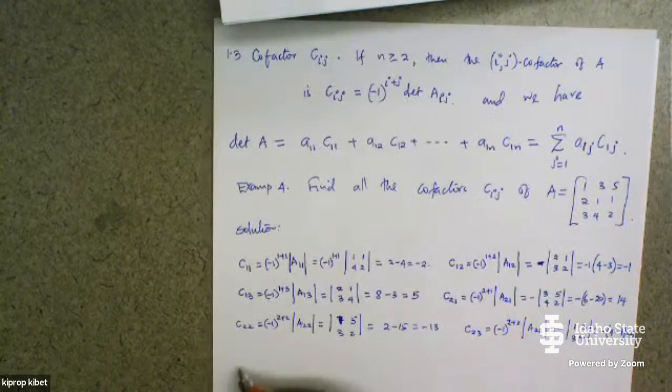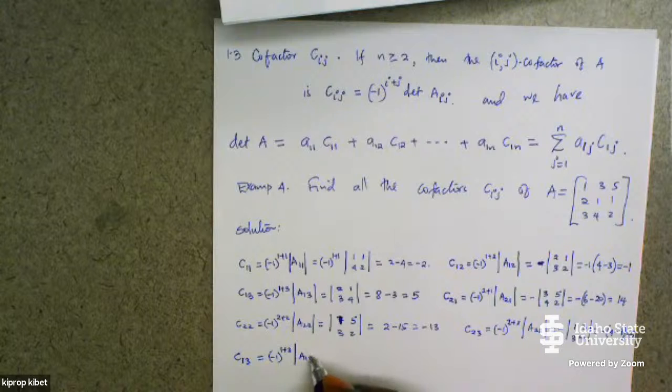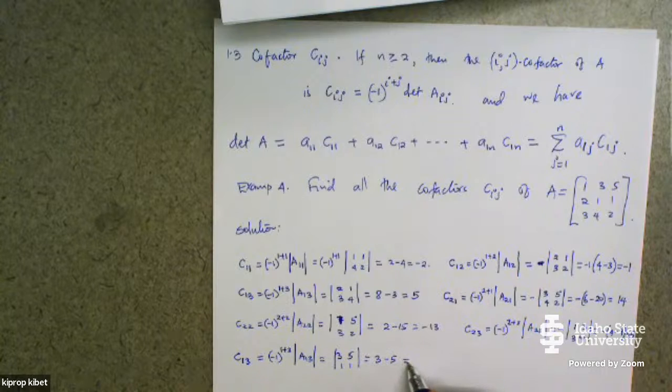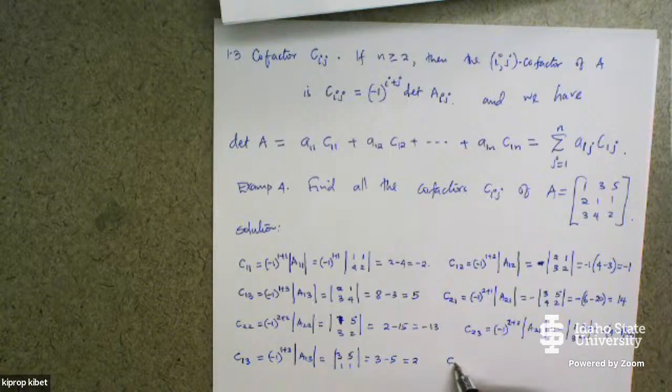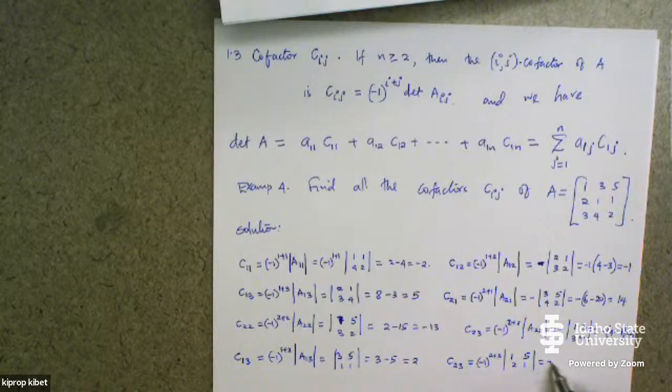The third row, C31 is the same as (-1)^(3+1) times the determinant of A31, and this is the same as the determinant of 3, 5; 1, 1, which is 3 minus 5, and this is giving us -2. C32 is equal to (-1)^(3+2) times the determinant of 1, 5; 2, 1, which is equal to -(1 minus 10), which is equal to 9.